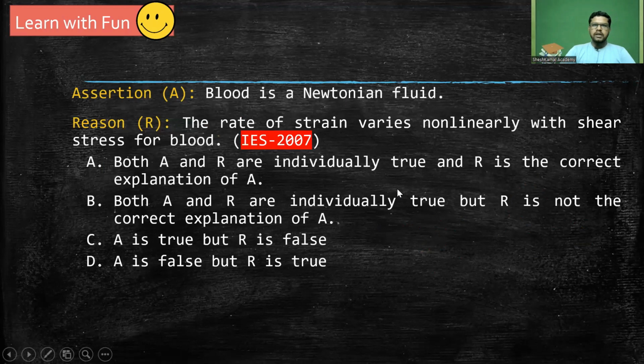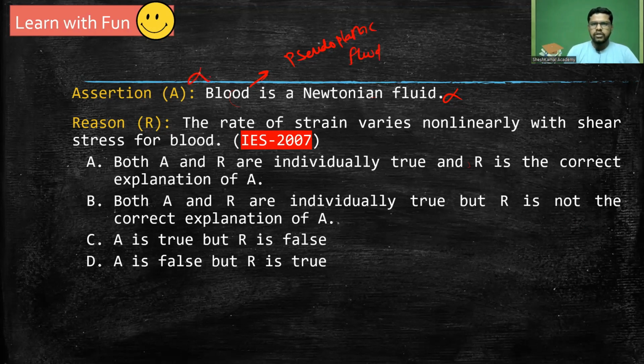Now the assertion is that blood is a Newtonian fluid, and the reason is that the rate of strain varies non-linearly with the shear stress for the blood. The assertion says that blood is a Newtonian fluid, but actually blood is not a Newtonian fluid. So this assertion is wrong. Blood is actually a pseudoplastic fluid.